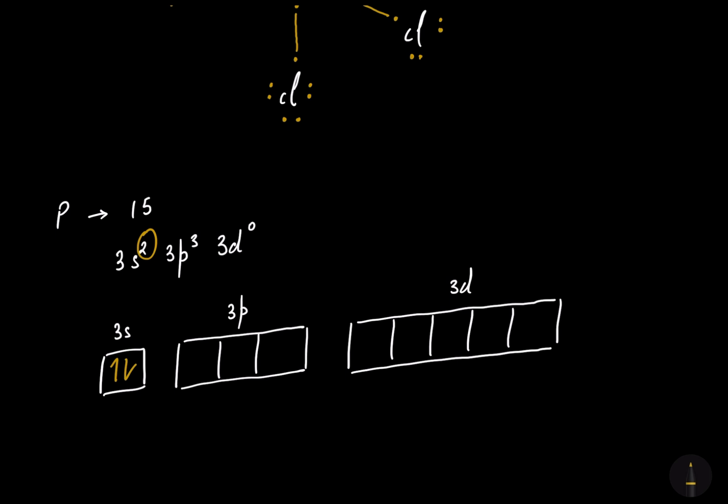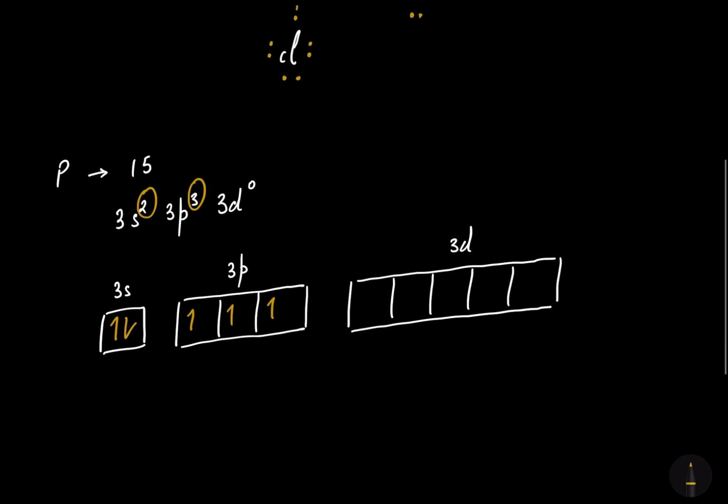Now, let's talk about 3p. The 3p is having 3 electrons. So we are going to fill the 3 electrons in the 3p subshell according to Hund's rule. That is, firstly, all the degenerate orbitals of 3p will get 1 electron each. After that, pairing will start. Here we have 3 electrons to fill in the 3p subshell. So that's the first electron, the second electron, and the third electron. So this is called the ground state of phosphorus.